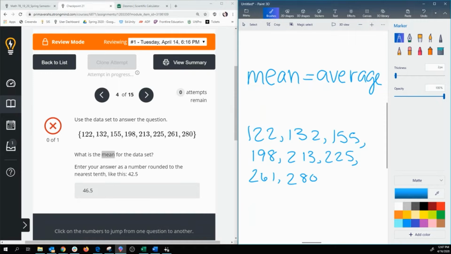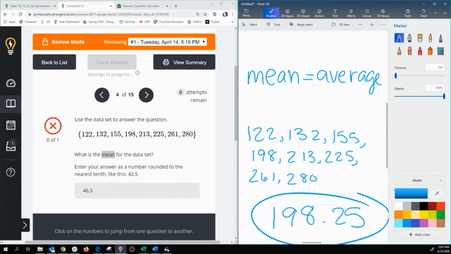198.25. That's what I got as well. Yes. So when you add all of these together and then you divide them by 8, right? Because there's 8 total numbers, I also got 198.25. Perfect. Bravo, Jordan, for finding your own mistake. That's super good.